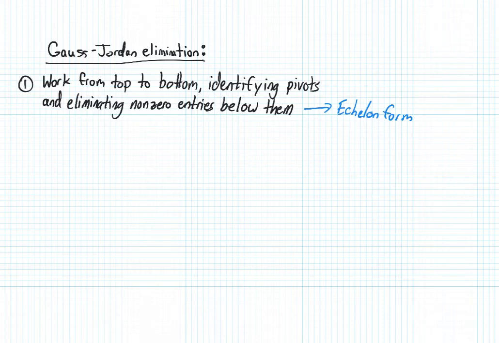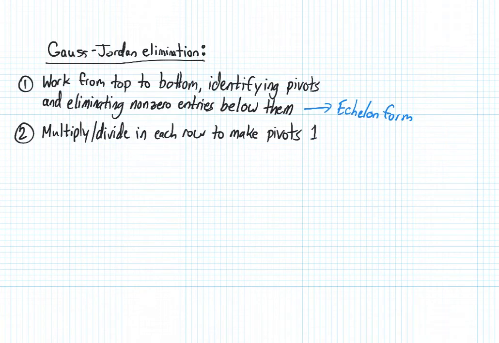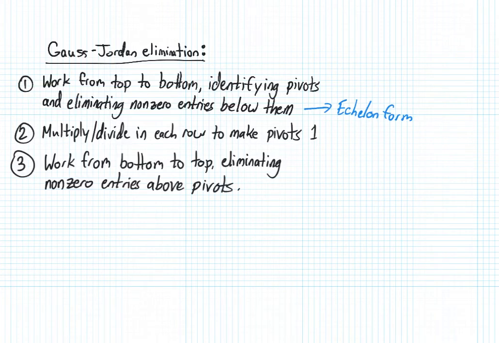And so then it's just a matter of putting it into reduced echelon form. And so to do that, you would multiply or divide in each row to make the pivots 1. And I'll point out that this is something that you could actually do in conjunction with step 1, or you could even do it at the end. This is something that could really be done at any point in the process. And then you would work from bottom to top, eliminating the non-zero entries above the pivots. And at the end of this step, you will have the matrix in reduced echelon form.